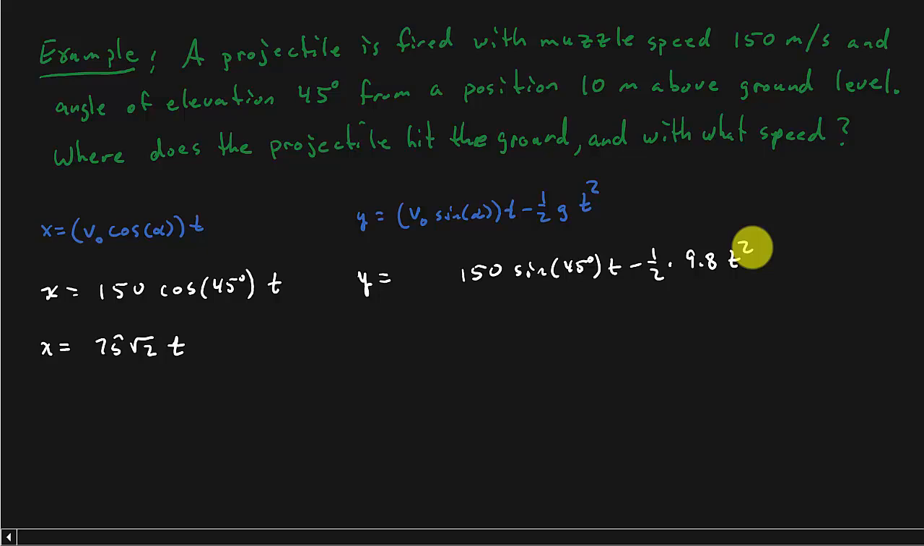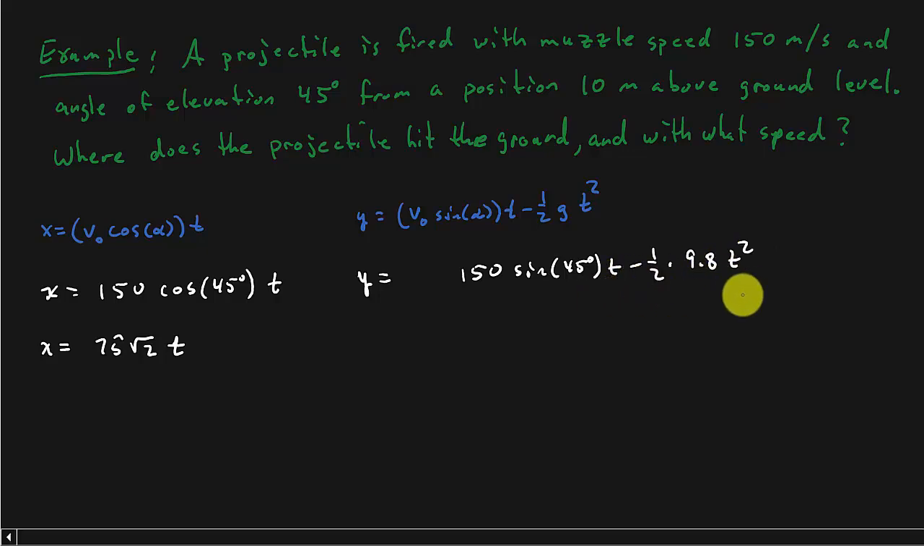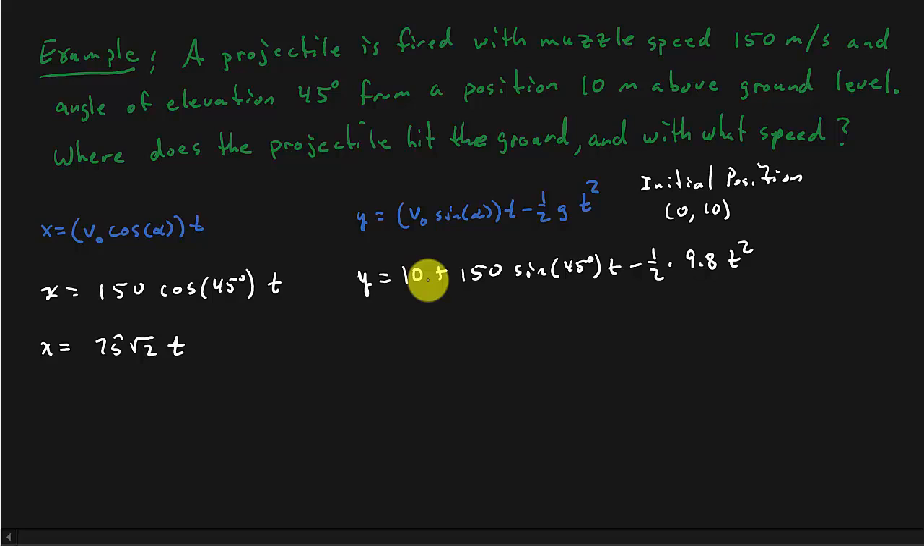Now, where are we starting? Is y starting from the ground level? No. See, at t equals 0, think about this. Our initial position is 0, 10, right? So when t is 0, I've got 10 as an answer. So wouldn't I just add 10 to the front of that? And that'll give me my y component, because the initial position is 10 meters above ground level.